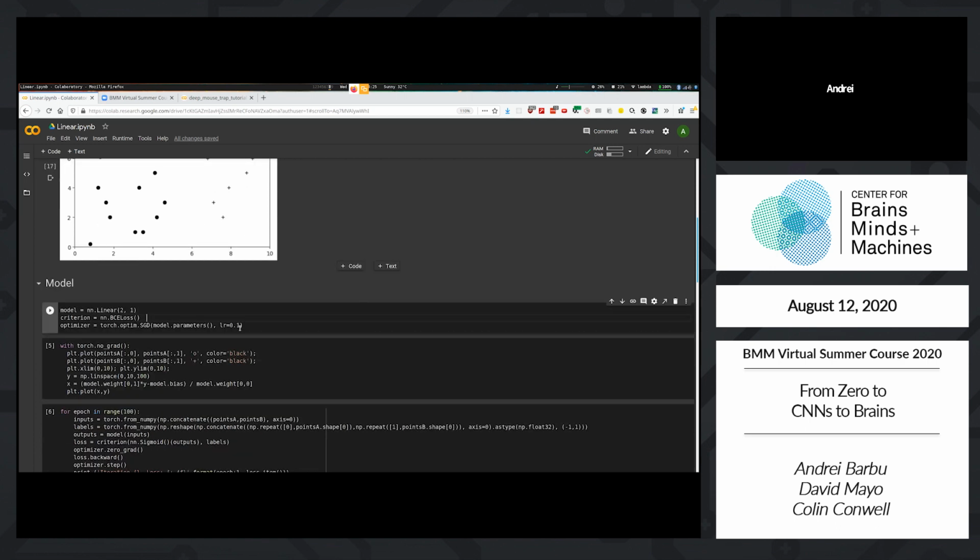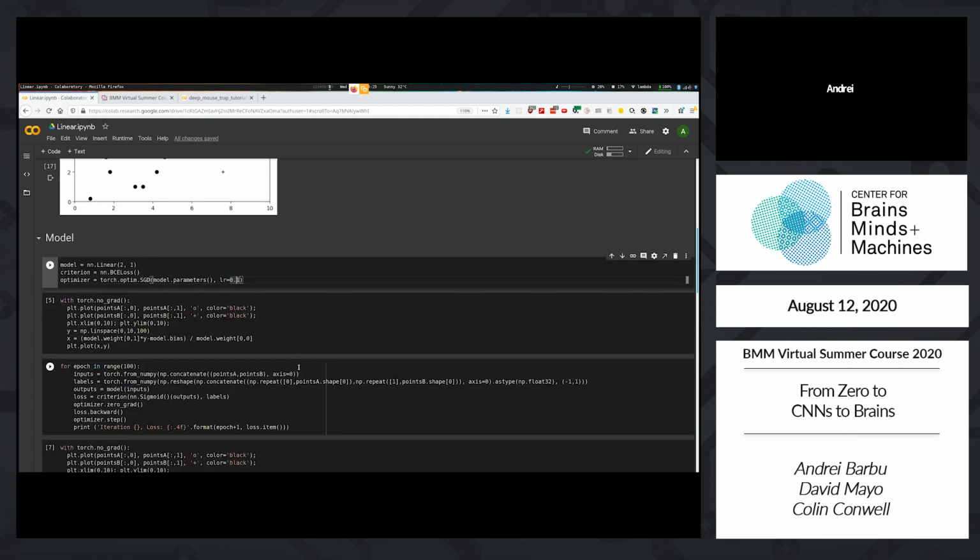So the optimal value for this is going to be some line that cleanly separates the two. And we're going to set up some optimizer. In this case, it's stochastic gradient descent. And we're going to have some learning rate. For SGD, the learning rate corresponds to how large of a step you want to take. And if you remember that picture with the hills and the valleys, well, if your steps are very large, you may step over a valley into another hill.